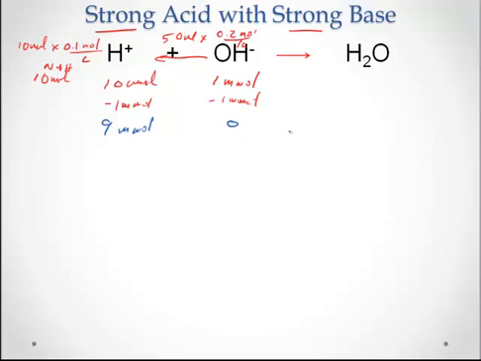This is how you do it. I take my 9 millimoles, because to find pH I've got to find this concentration. And how much volume do I have? Remember, we started out with 50 mils, and now we've added 10 mils, so I've got 60 milliliters. Notice the mils cancel out, which is handy. I get 0.15, which gives me a pH, if I take the negative log of that, of 0.82. So it went up a little bit.